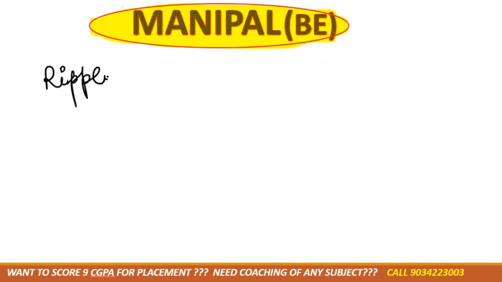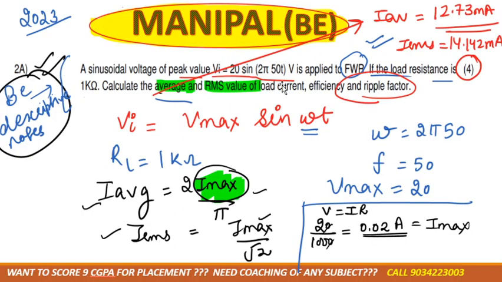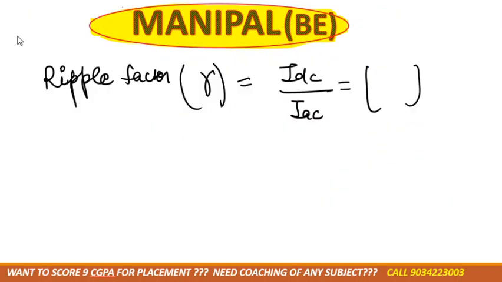Ripple factor is denoted by gamma, and its formula is I_DC over I_AC. Again, you can substitute the value, then you will get the answer. Next, they can ask you the frequency also, because they'll generally ask you the frequency.